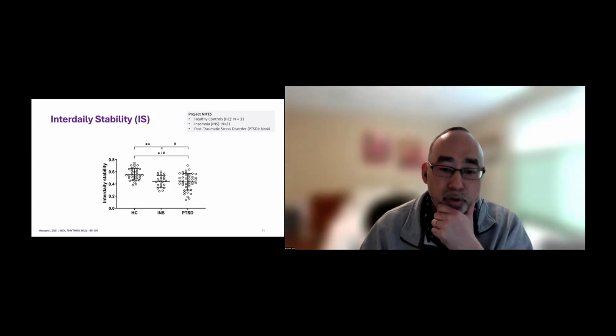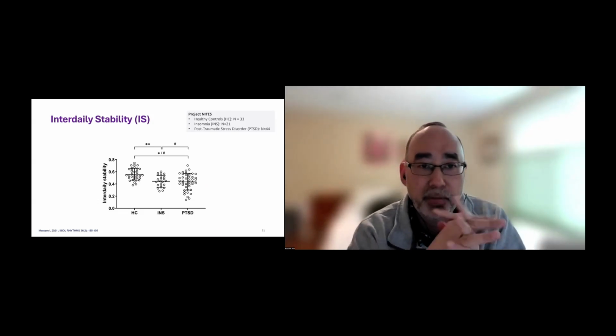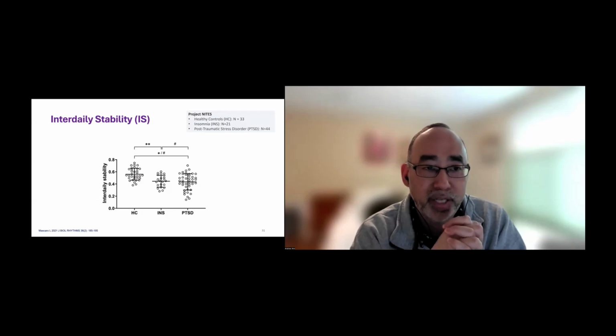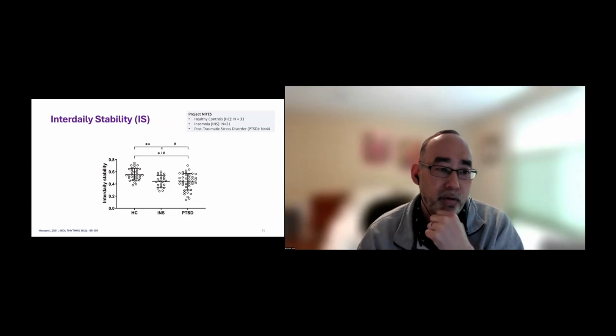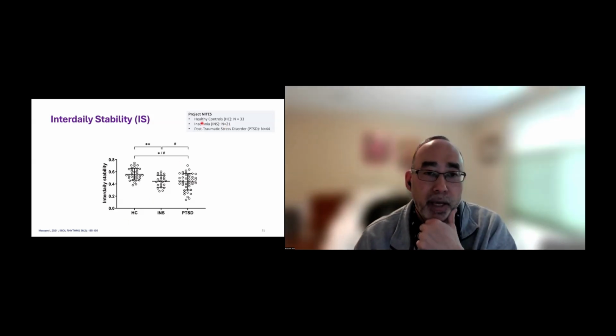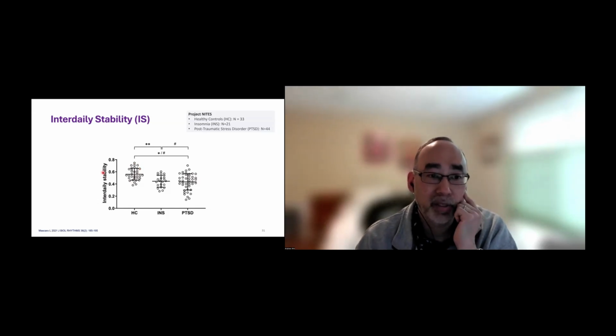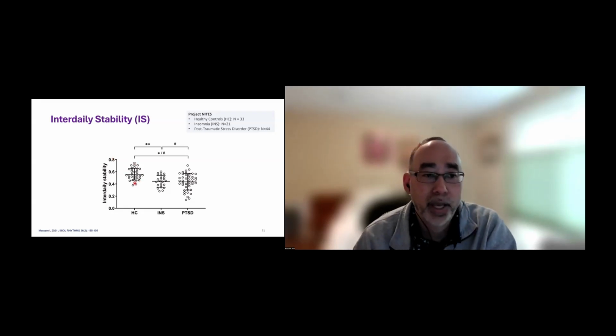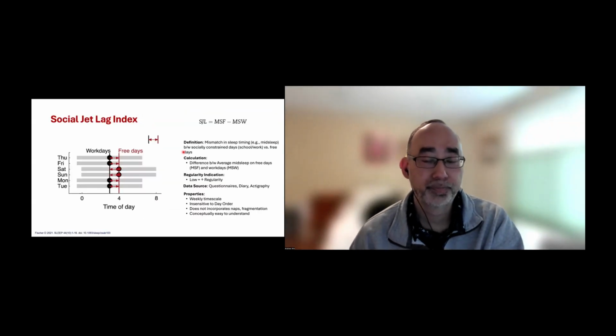As it turns out, I was looking through the literature. There doesn't seem to be as many studies that incorporate intradaily stability as a proxy for sleep regularity. But there's a study that was published in 2021. It had 3 groups: healthy controls, insomnia, and post traumatic stress disorder patients. They measured intradaily stability, where a higher value means that you're more stable. And you can see that healthy controls had more sleep regularity compared to the insomnia patients and the PTSD patients. And this was statistically significant compared to the other 2 conditions.